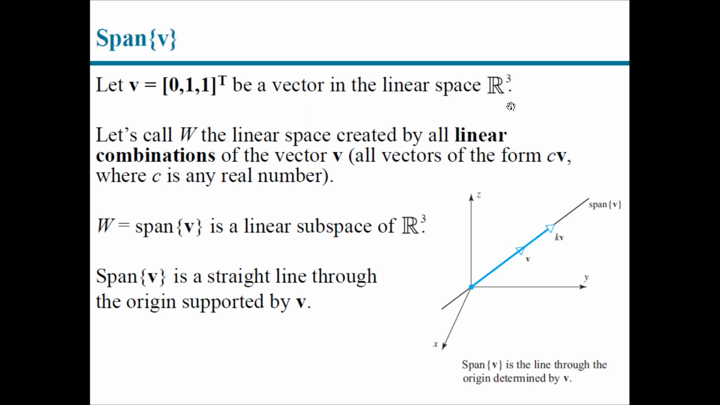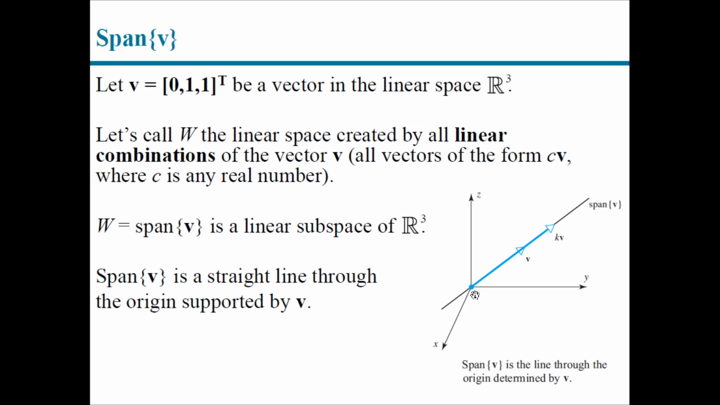Here I have a vector in R3, so x, y, z, R3, vector (0, 1, 1). And I have a span of that vector, which is a linear space, again containing the origin. So 0 must be there, always, always, always. So this is a linear space, a straight line through 0. Actually, every straight line through 0 is a linear space.